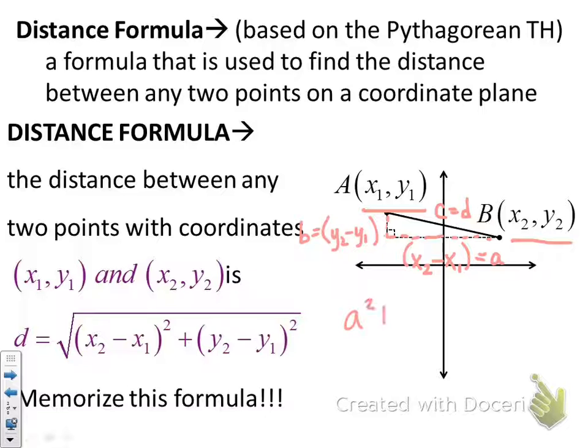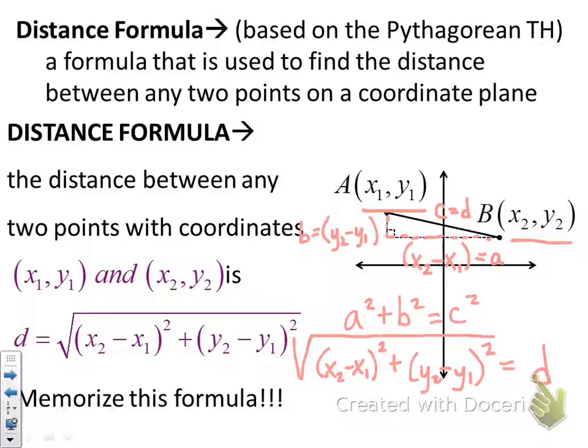If I take a squared plus b squared equals c squared, which is just a right triangle, I would replace those with x2 minus x1, because that's the length, squared, plus y2 minus y1, the length, squared, is equal to, and we're not going to call it c anymore, we're going to call it the distance between 2 points, so it would equal d squared. But instead of calling it d squared, I just want to solve for d, so I'm going to take the square root of both sides, and d equals the distance formula. So it says here, memorize this formula. You actually don't need to memorize it. Just write it down, you can use it. So there you go.